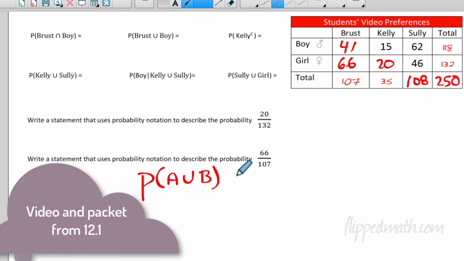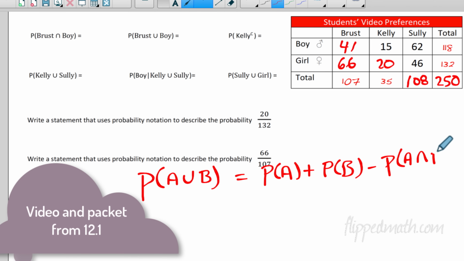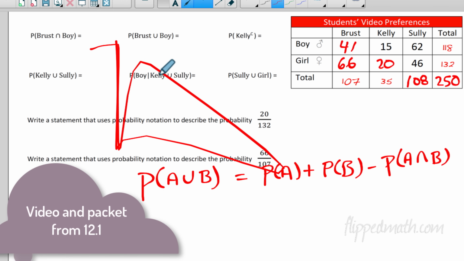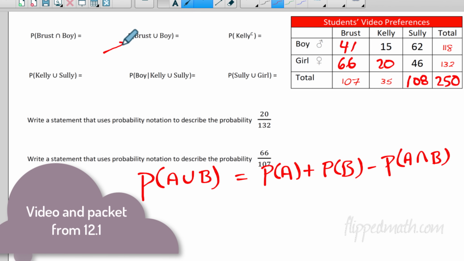The formula that I gave you was the probability of A or B equals the probability of A plus the probability of B, and then we have this part where we have to subtract the probability of A and B. I'm going to show you what that means according to this table. We did this table last time, and what I want to focus on is this one right here. The probability of breast or that the student was a boy, if you remember this.